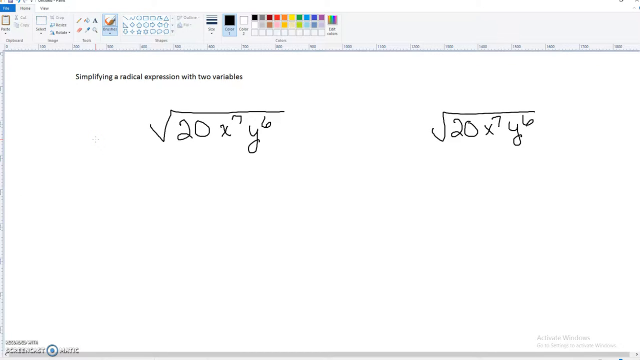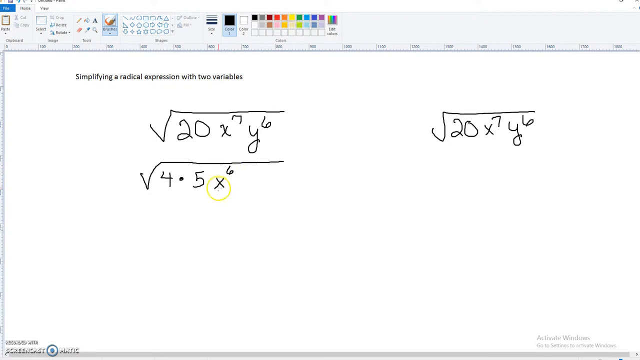I'm going to show you two different ways to approach simplifying a radical expression with two variables. One method, of course, we've been talking about is making sure that we find that perfect square. So in this case, it's 4 times 5, 4 being that perfect square. And we have to divide the letters by 2. And as you can see here, we can't divide 7 by 2, can we? But what we could do is split it.